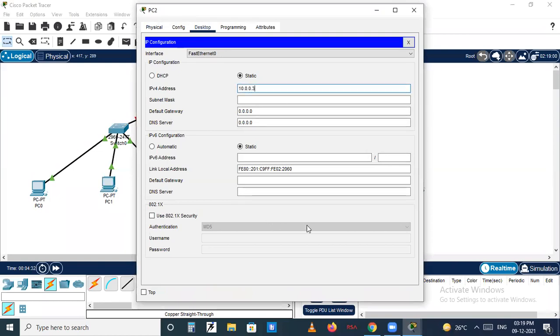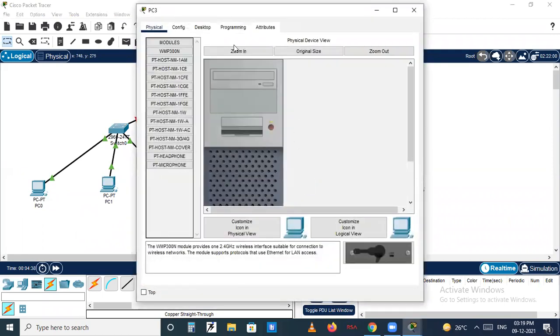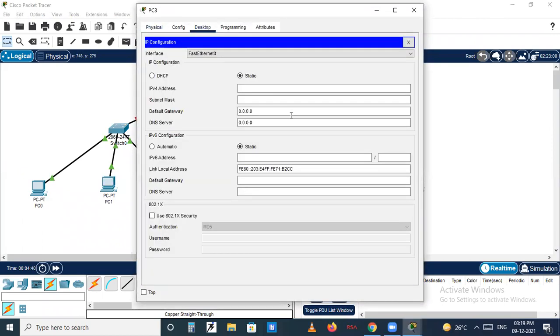So 10.0.0.3, so we have done. Here I am taking from class C, 192.168.1.1.